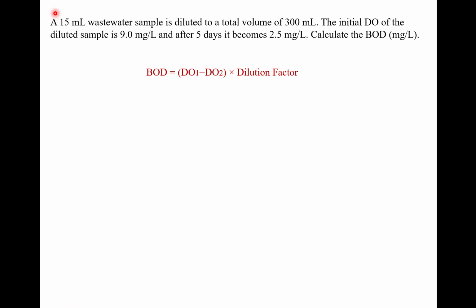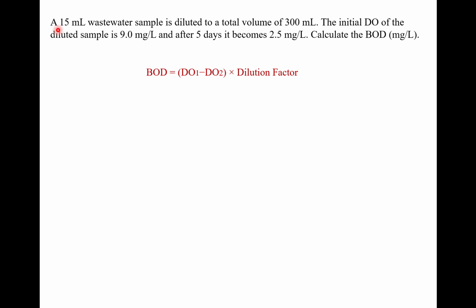Okay, similar question, let's go for one more. See what they have given, read it carefully. 15 ml of wastewater sample is diluted to 300 ml. Initial DO is 9 and after 5 days it becomes 2.5. Even without me solving further, I think you should be in a position now to solve it. Before you go ahead, try to solve this and then check the answer.